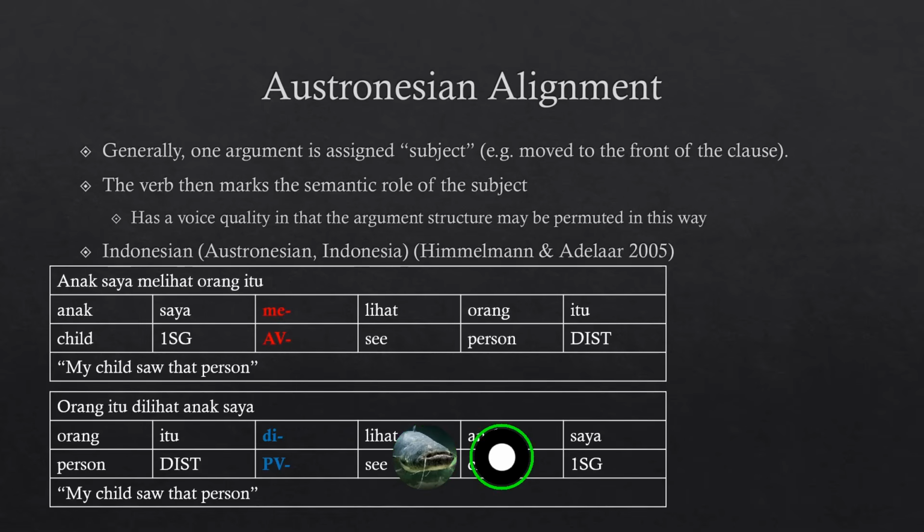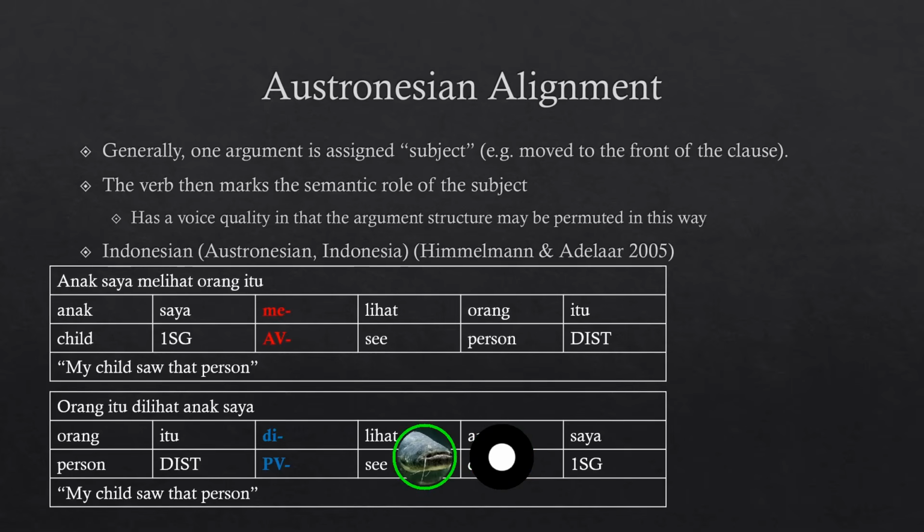If I hadn't listened to you say this, I would have assumed that this was a pretty typical passive construction, as opposed to something to do with Austronesian alignment. This feels in nature very similar to my child saw that person and that person was seen by my child. But yeah, maybe there's something deeper going on that I haven't realized.